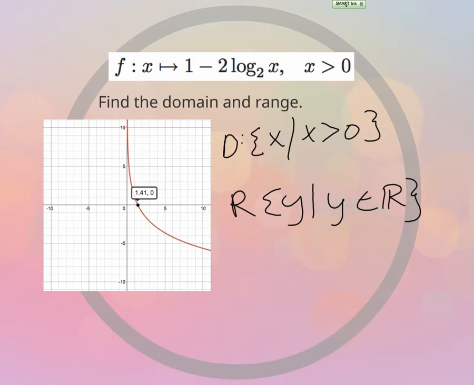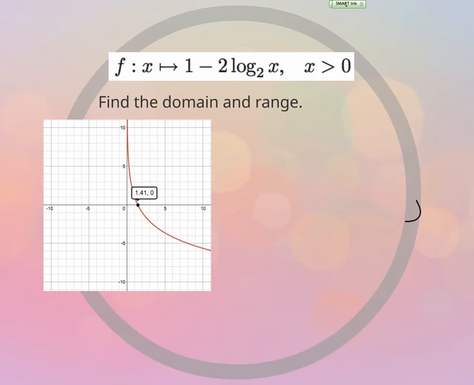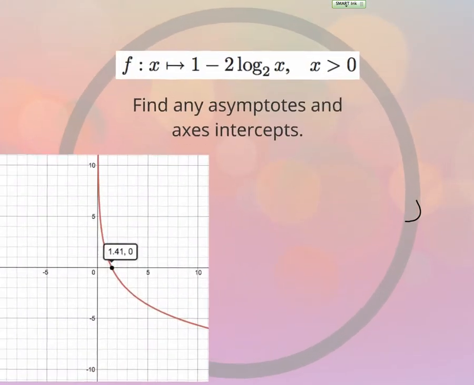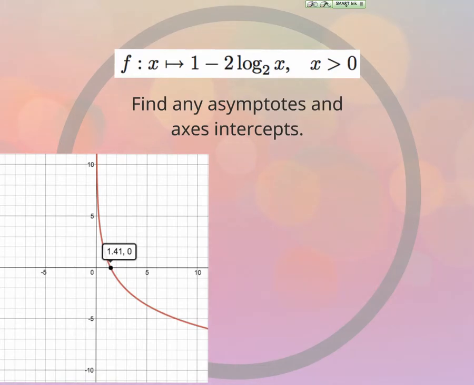So the next thing we're going to do is look at asymptotes and intercepts. Questions on domain and range? And keep in mind that domain and range can help us with asymptotes and intercepts. That's the first thing we're going to do, take a look at those. So again, same function, same picture. Find any asymptotes and the x-intercepts.